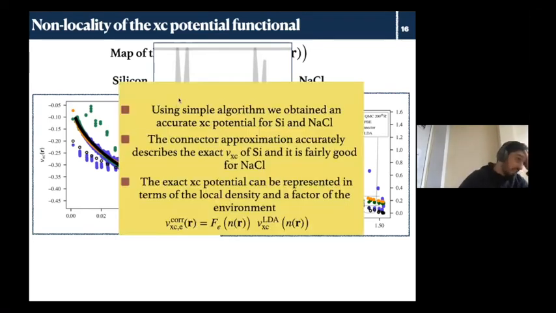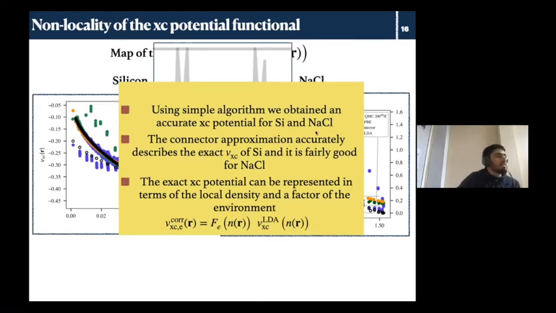So using this algorithm, we obtained an accurate VXC for silicon and sodium chloride, and we also see that the connector approximation accurately describes the exact VXC of silicon, and it is also fairly good for sodium chloride.